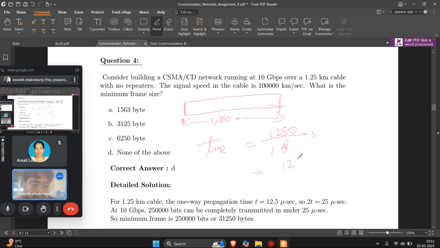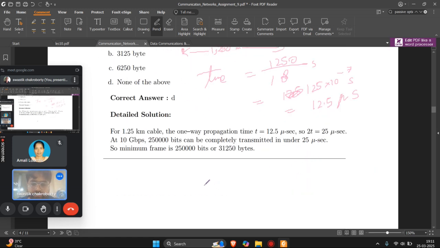So it is 125 into 10 to the power minus 7 seconds, or 12.5 microseconds. So round trip time, RTT, is given as 25 microseconds. So you have 25 microseconds time for signal transmission, and the data rate is 10 Gbps.